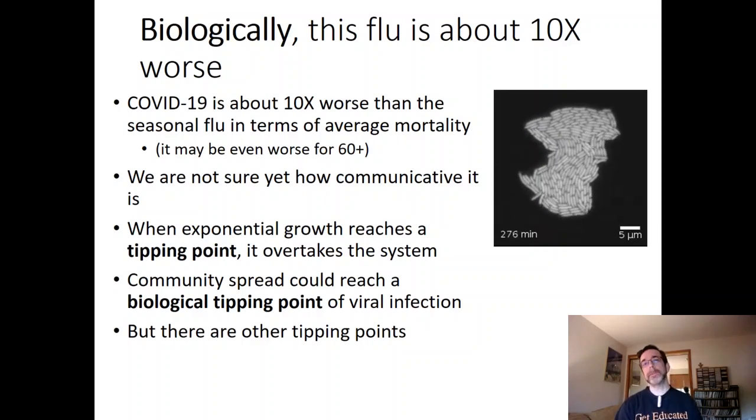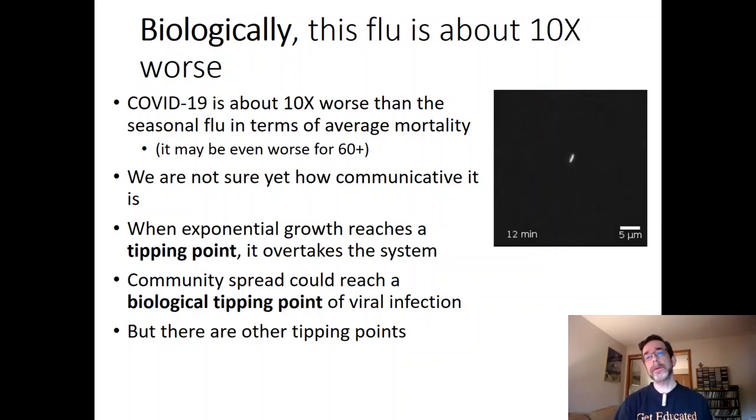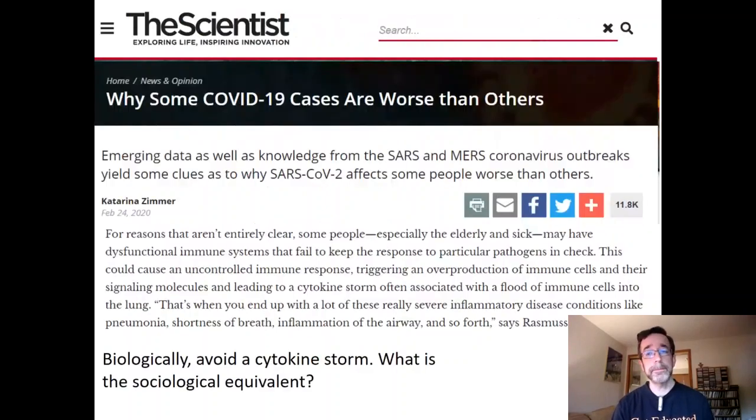So there are biological tipping points. But there are also other tipping points that we have to worry about other than the growth of the virus itself. There is sort of an immunological tipping point. When you are infected with a bacterium or a virus, your immune system has cells that multiply to be able to combat that virus.